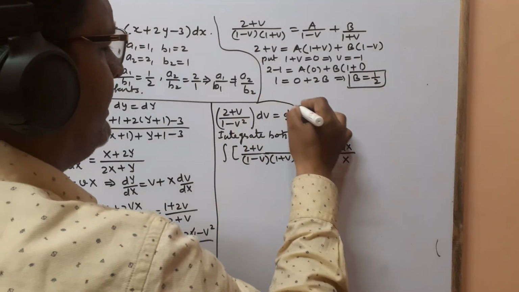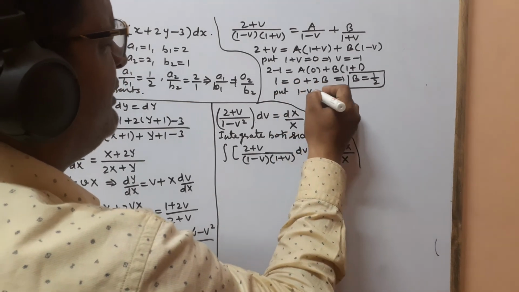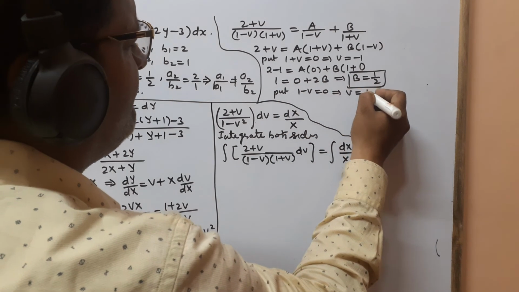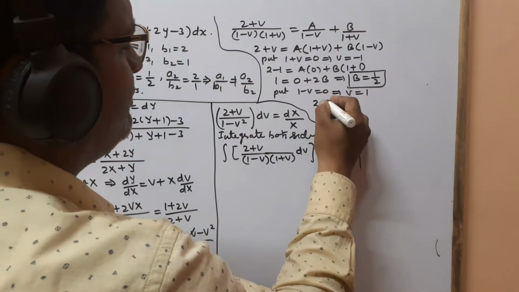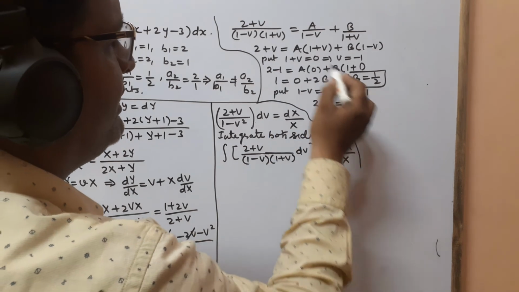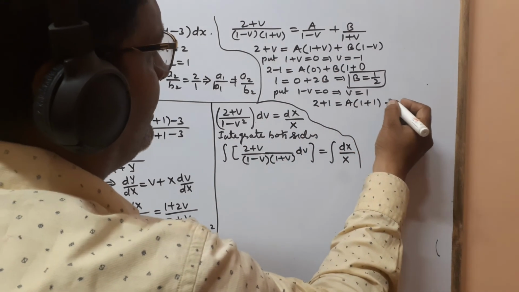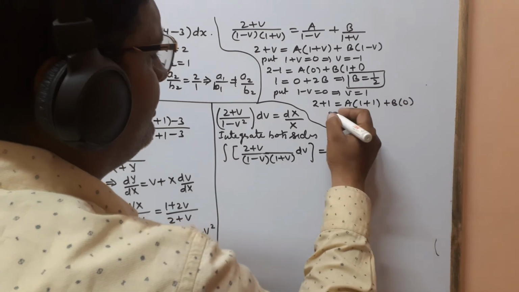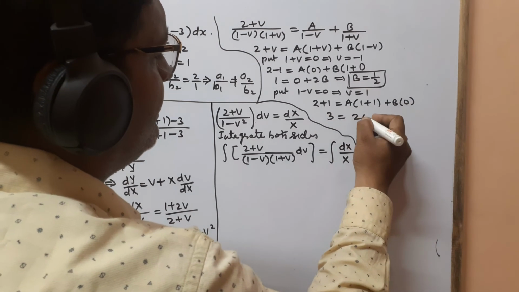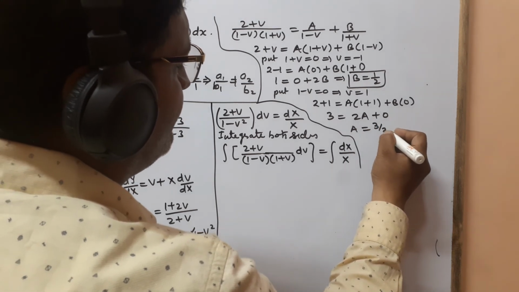Now again we put 1 − v equal to 0, so we get v is equal to 1. So 2 + 1 in the left hand side, in place of v we put 1, and here 1 − v is equal to 0, so 2 + 1 is 3, and this is 2a and this is 0, so here a is equal to 3 upon 2.